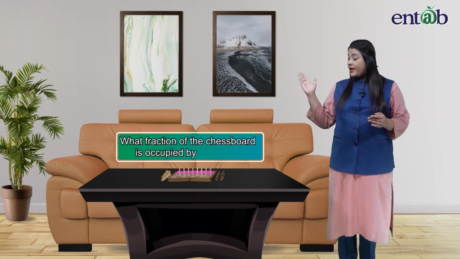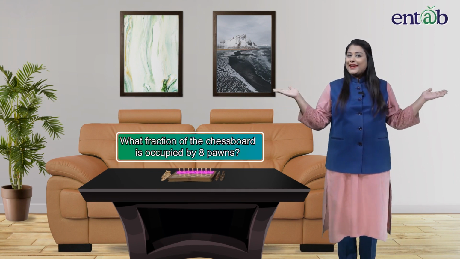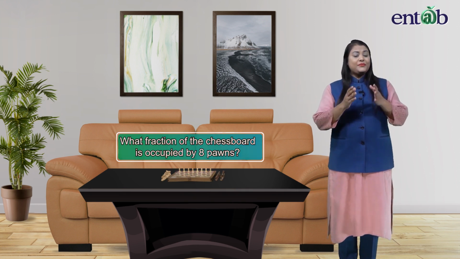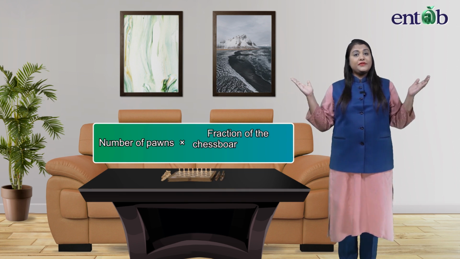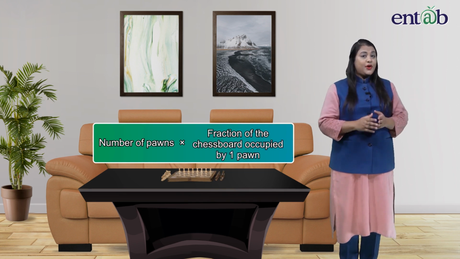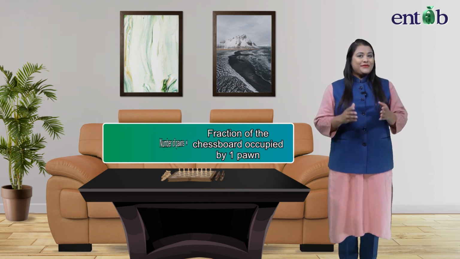I asked you earlier to find the fraction of the chessboard occupied by 8 pawns using another way. Can we multiply the number of pawns by the fraction of the chessboard occupied by 1 pawn? You must be wondering how to do that.